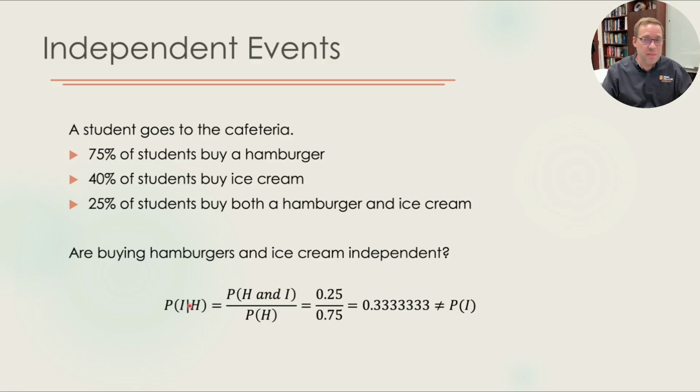Now, by that, all I mean is that buying a hamburger influences whether you buy ice cream or not. That's really all it's saying. There is an influence between buying a hamburger and buying ice cream. Now, here's another example.